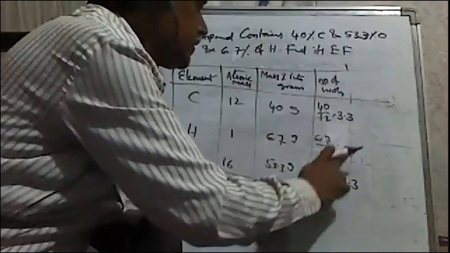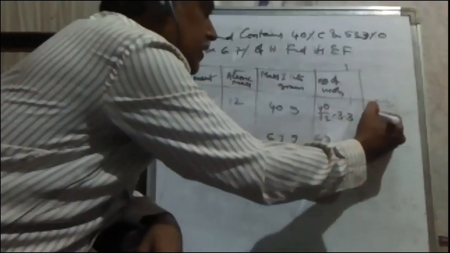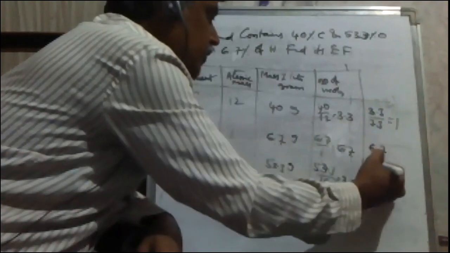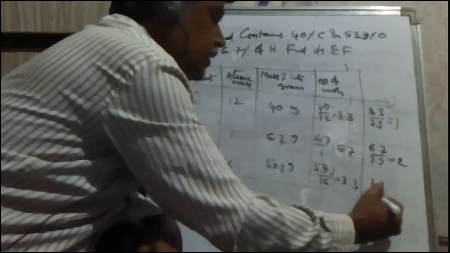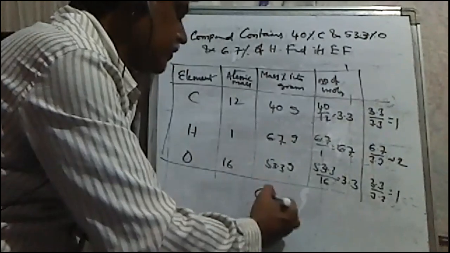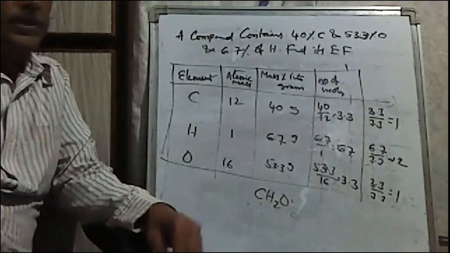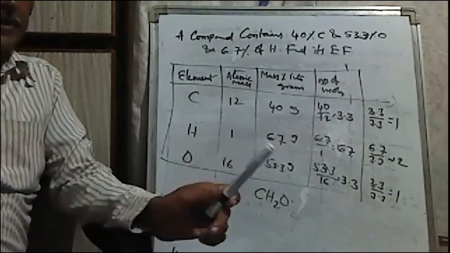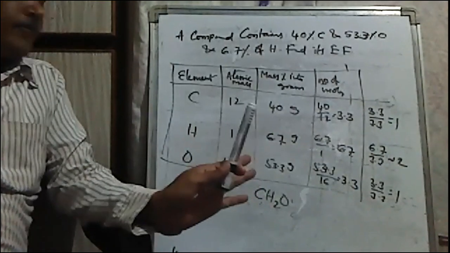Out of these numbers, what is the smallest number? 3.3. So 3.3 by 3.3 is 1, 6.7 by 3.3 is approximately 2, and 3.3 by 3.3 is 1. Now, what is its formula? CH2O. From the composition of elements, this is the way to determine the empirical formula and molecular formula.